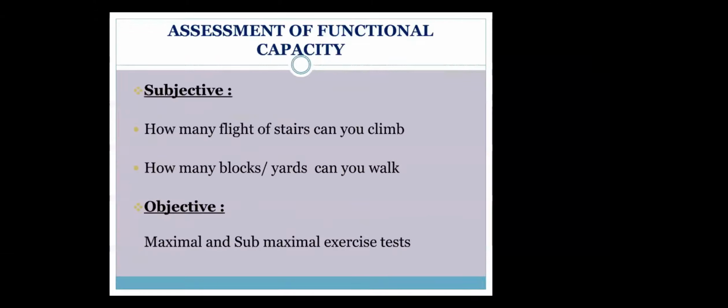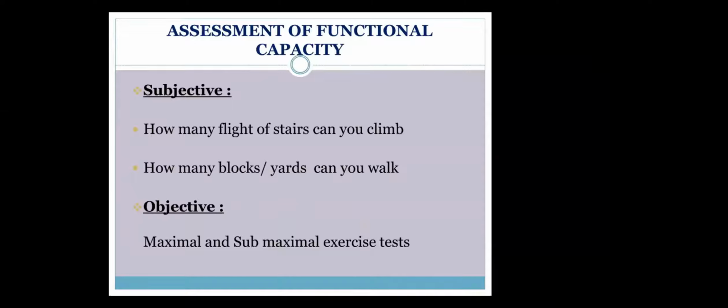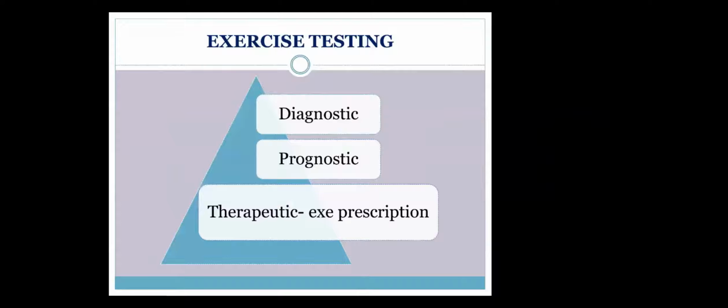The most important component is assessment of functional capacity in these patients. Again, it can be assessed subjectively or objectively. Subjective methods include how many flights of steps can you climb or how many blocks or yards can you walk. But again, this is going to be subjective, so we try and rely more on the objective methods. Objective methods will include the maximal and the submaximal exercise tests. The purpose of exercise testing could be diagnostic, prognostic or therapeutic, that is, for exercise prescription.